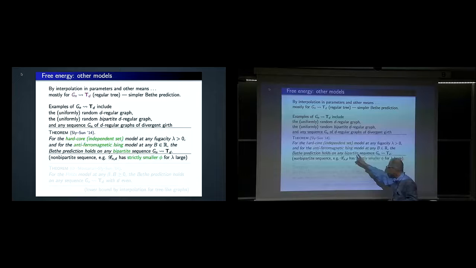But it's very easy to solve this problem on a bipartite graph. Why? Because in a bipartite graph, naturally, the vertices split into group 1 and group 2. So we know what to do. We will put all the ones in group 1 and all the zeros in group 2. Or in the anti-ferromagnetic case, the pluses in group 1 and the minuses in group 2.